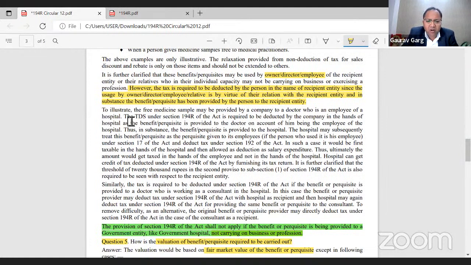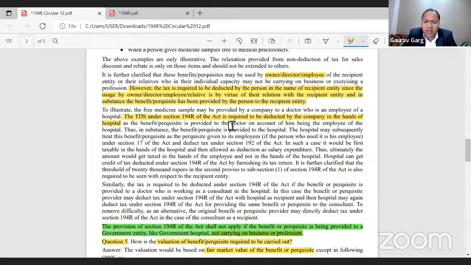Now let's see this example, wherein the medicine is given free of cost to the doctors, how the guidelines want us to work. To illustrate, the free medicine sample may be provided by a company to a doctor who is an employee of a hospital. The TDS under section 194R of the Act is required to be deducted by the company in the hands of the hospital as the benefit or perquisite is provided to the doctor on account of him being the employee. So if you are giving an IPL ticket to the employee of your distributor, then going by this para, it says the employee is of the distributor and now you need to deduct the TDS in the name of the distributor.